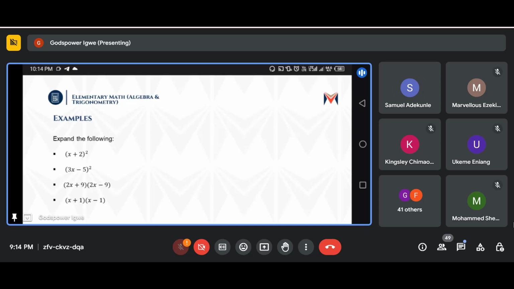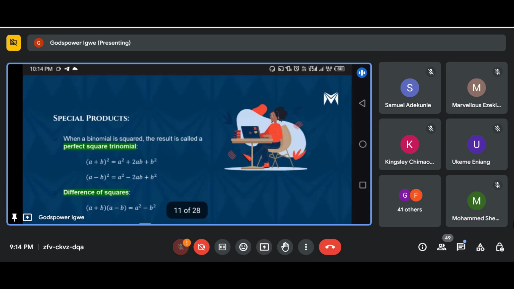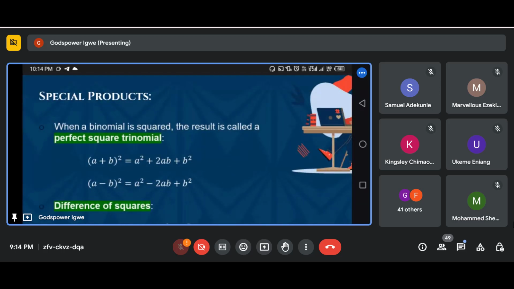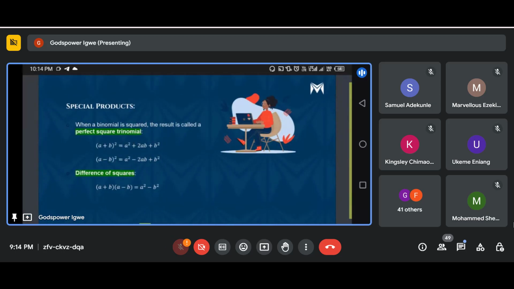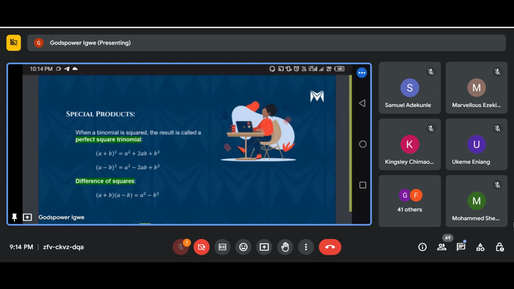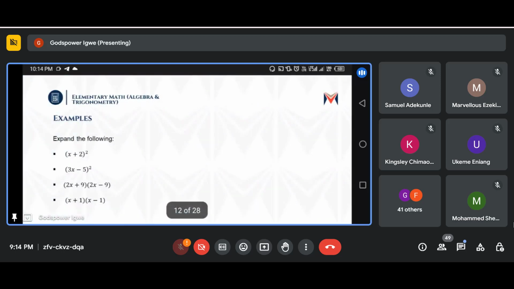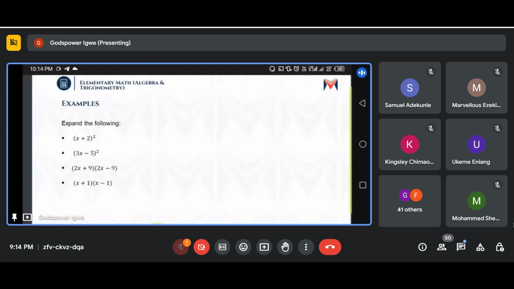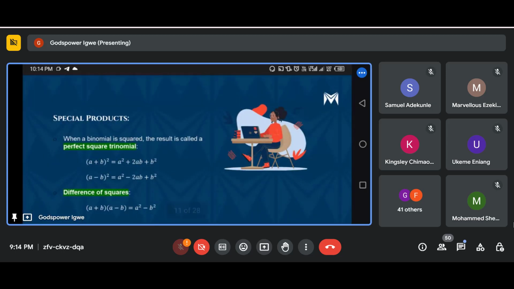I hope you are getting what we are trying to do here. Is anybody confused? We are using this simple formula to just, instead of solving too many things, easily get your answer. The other way is to just open the bracket and then you get the answer.